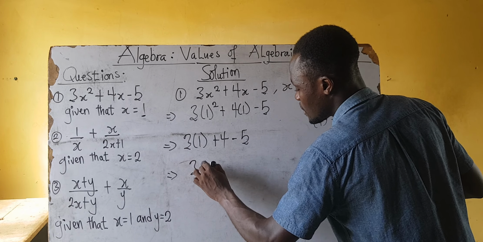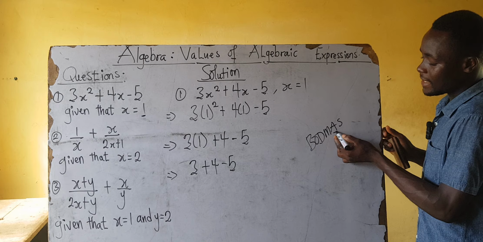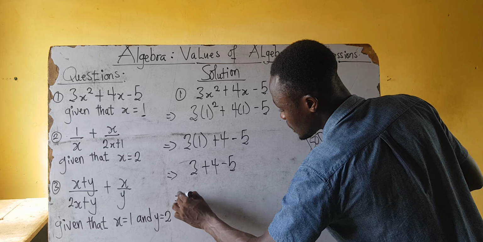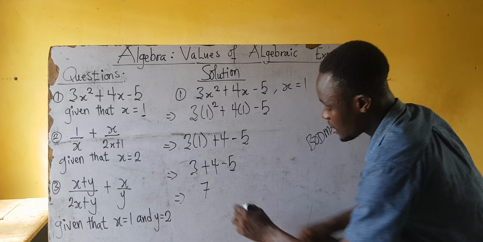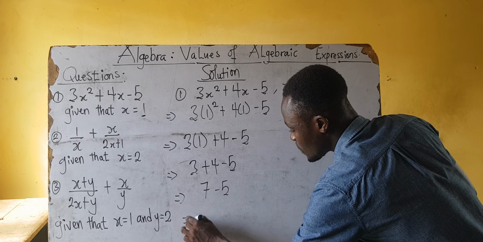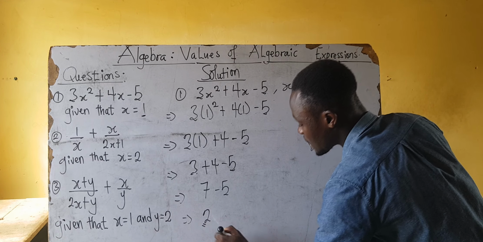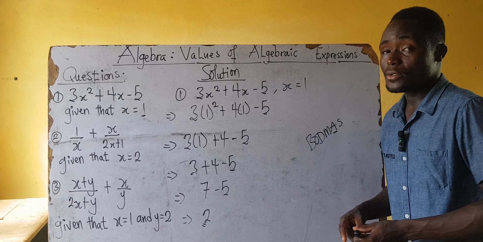So here too, we apply one of the principles in mathematics, which is the BODMAS, as we discussed it earlier. So here, we tackle addition first. We are going to get 3 plus 4, which is 7, minus 5, where we are going to get what? Positive 2 as our final answer. So have it in mind that whichever way that we go about it, we are going to arrive at the same answer. Right, so let's dive into question number 2.